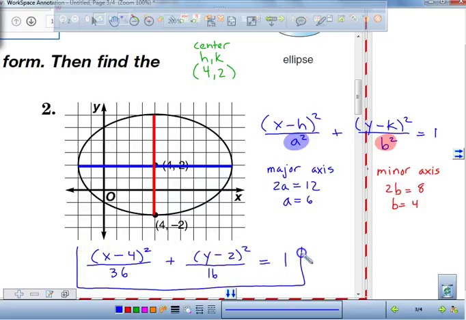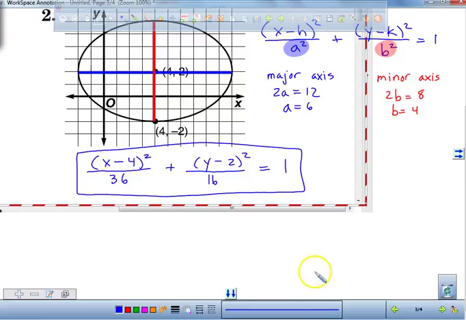Now that was the easy part. The easy part is just building the equation based off the ellipse that's drawn. The harder part is actually figuring out what the foci are. Now something you need to be aware of: in all ellipses, c squared will always equal a squared minus b squared. This is not the Pythagorean theorem, so please don't be confused. Our a squared is 36. Our b squared is 16. So c squared equals 20. So c equals plus or minus the square root of 20.